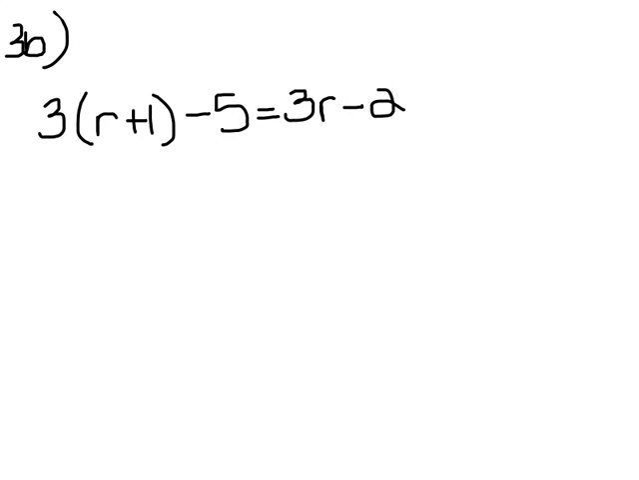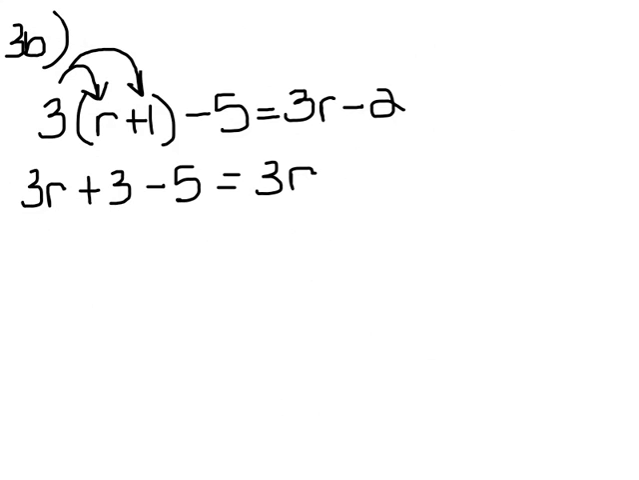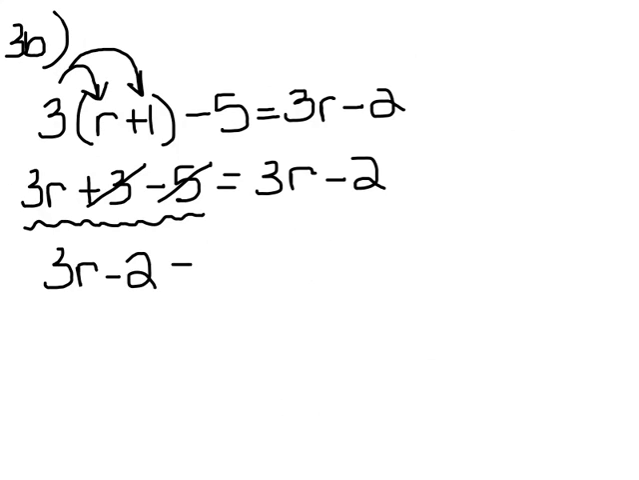In example 3b, let's start by doing our distributive property. Here we get 3r. Here we get 3. So 3r plus 3 minus 5 equals 3r minus 2. Now we'll combine our like terms. On the left side we have a positive 3 and a negative 5, which can be combined. So that'll give us 3r minus 2 equals 3r minus 2.